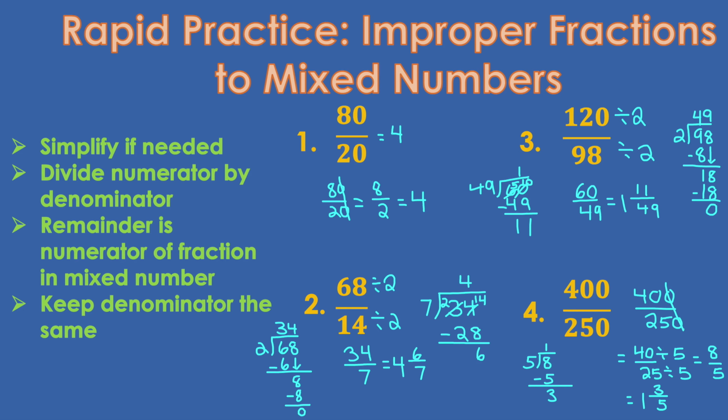So hopefully you were able to get a good 3 out of the 4 problems correct. Of course, it would be great if you got 4 out of 4, but 3 out of 4 is a good goal. If you didn't, you can go back and review the instructional video on how to change improper fractions to mixed numbers, and come back and work the problems out in this video, and try to see if you can get a good 3 out of 4 then.